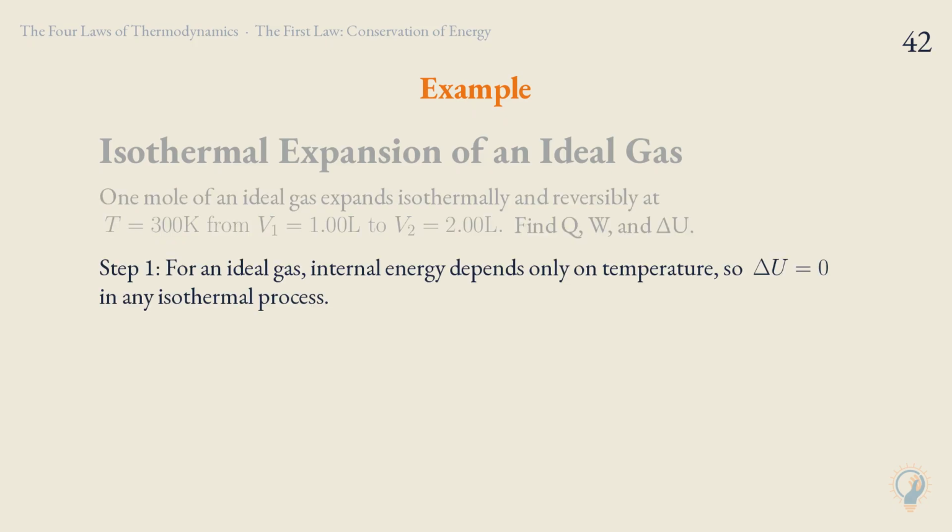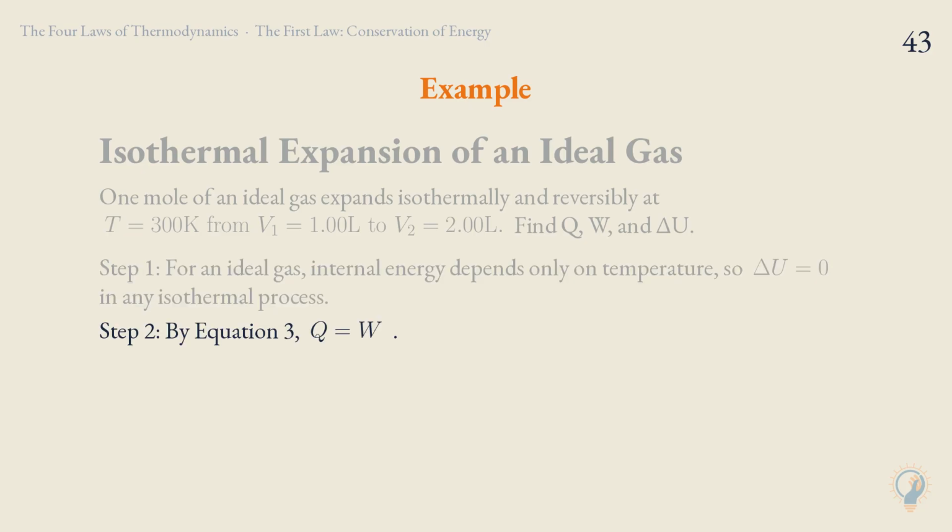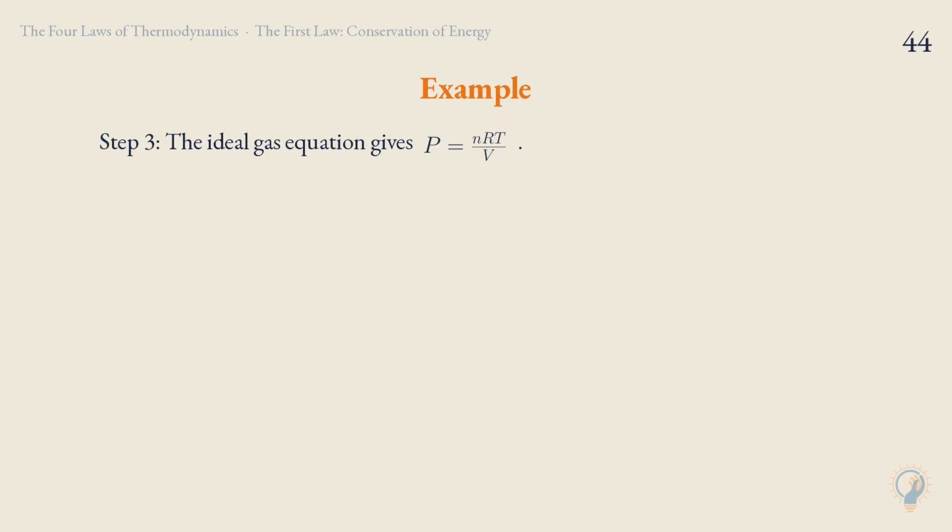Step 1. For an ideal gas, internal energy depends only on temperature, so delta U equals 0 in any isothermal process. Step 2. By equation 3, Q equals W. Step 3. The ideal gas equation gives P equals nRT over V.